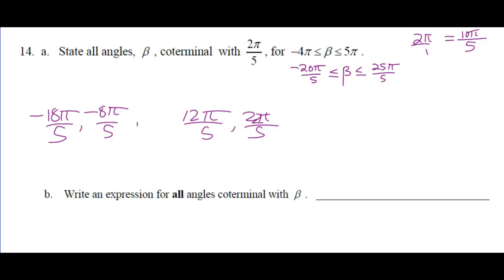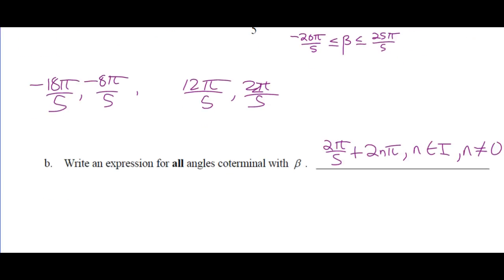You're correct. Write an expression for all angles coterminal. So it's 2 pi over 5 plus, now here's what we write. We just write 2n pi. Just say multiples of 2 pi, where n is an integer and n is not equal to 0 because the angles are not coterminal with themselves. Now, at times we're asked for a general solution, then you don't say the n can't be 0. You just say that's part of the solution if that's the case. But these are coterminal angles.